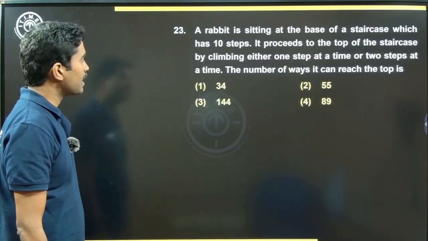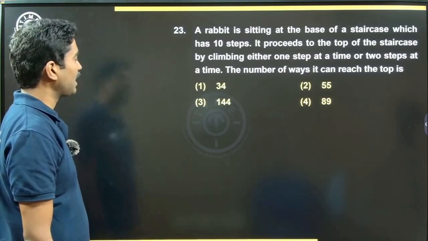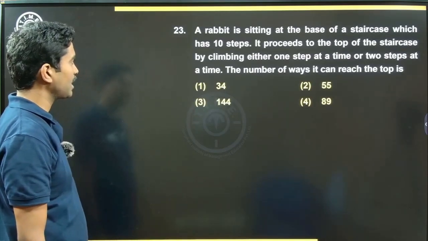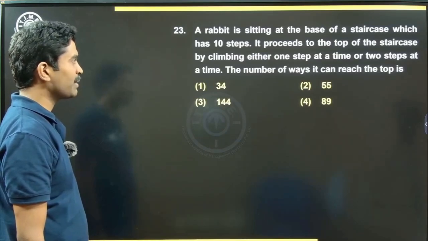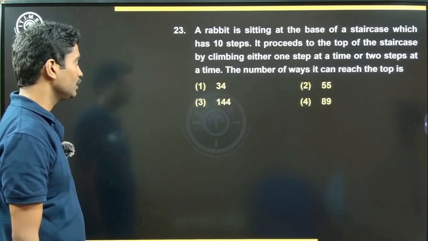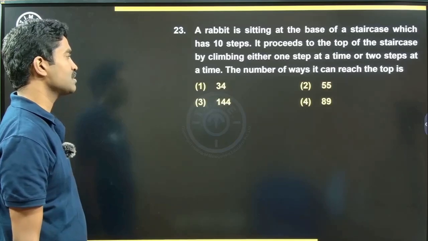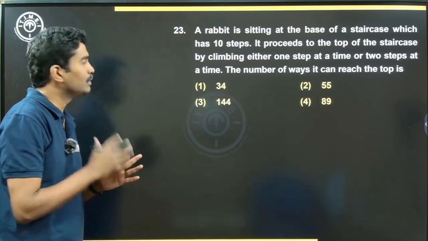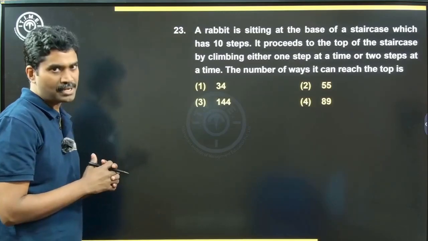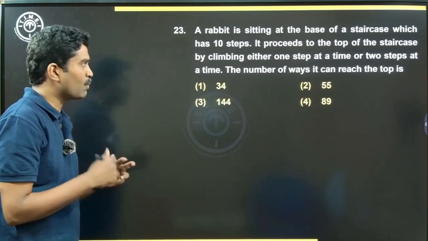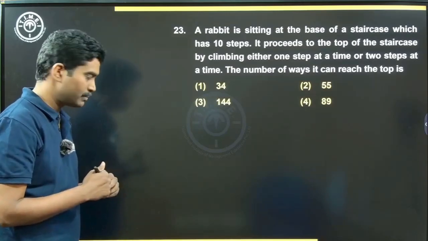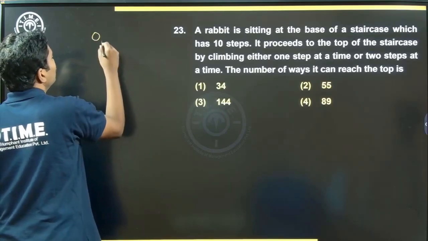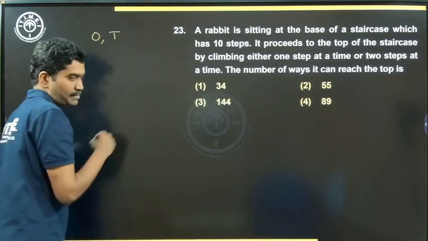Next, a rabbit is sitting at the base of a staircase which has 10 steps. Okay, it proceeds to the top of the staircase by climbing either 1 step at a time or 2 steps at a time. All right, the number of ways it can reach the top is. So it has a choice. It has to climb a total of 10 steps, right? But it can take 1 step at a time or 2 steps at a time, right? So 1 step and 2 steps.